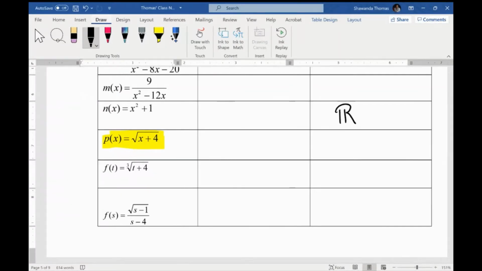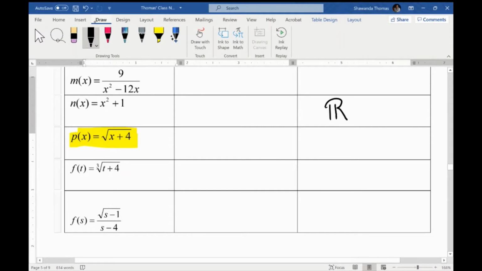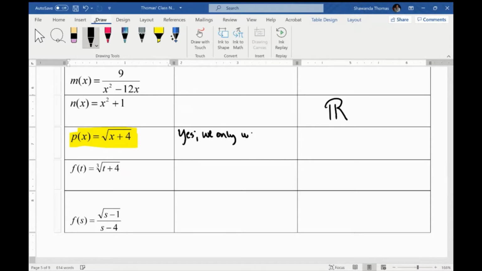So I'm going to try to write this. We only want numbers that are greater than or equal to zero under the even root radical. And we say this is even because it's the square root, which is considered to be a 2 here. We don't write it, but it's considered to be a 2 there.